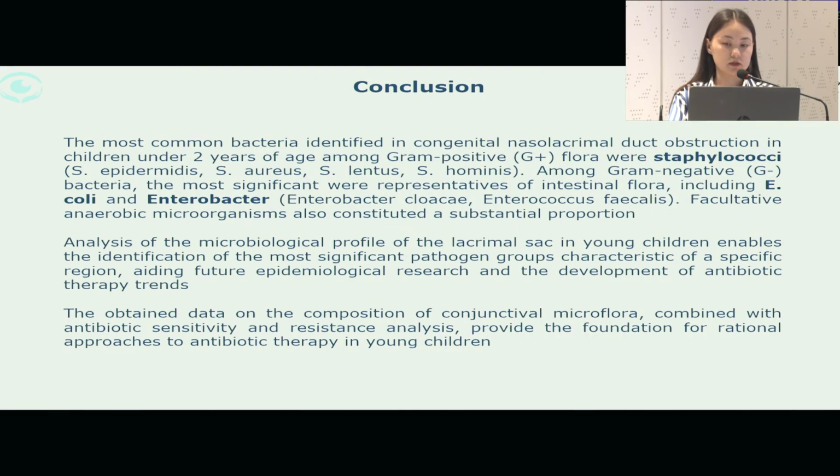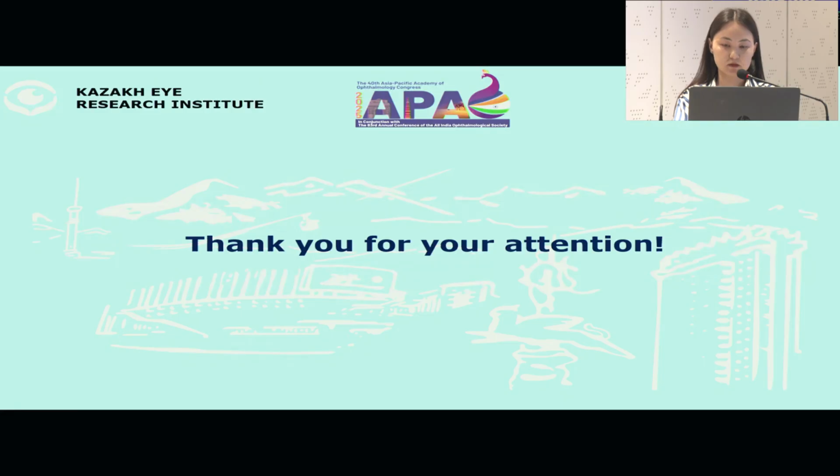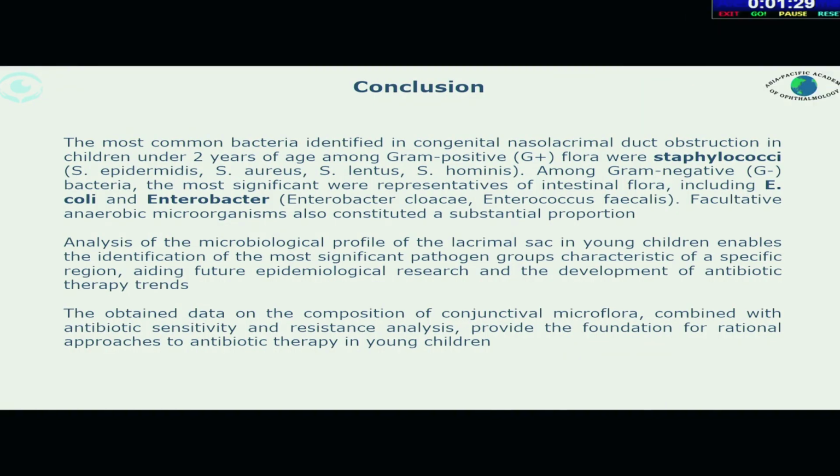In conclusion, in children under 2 years old with congenital nasolacrimal duct obstruction, the most common bacteria include gram-positive Staphylococcus and gram-negative enteric flora. A significant proportion of isolates were facultative anaerobes. The obtained data on the composition of conjunctival microflora, combined with antibiotic sensitivity and resistance analysis, provide the foundation for rational approaches to antibiotic therapy in young children. Thank you for your attention.